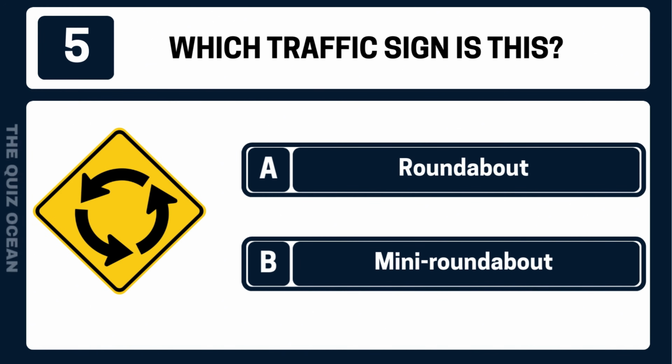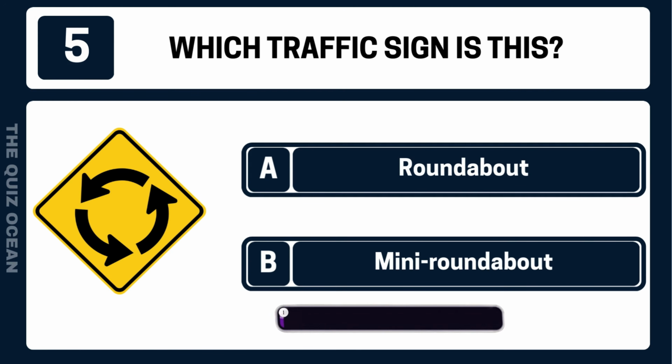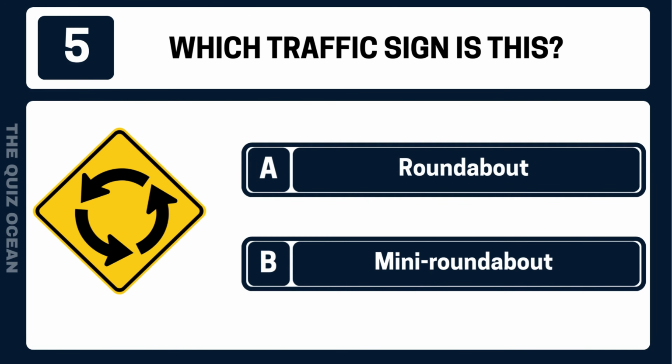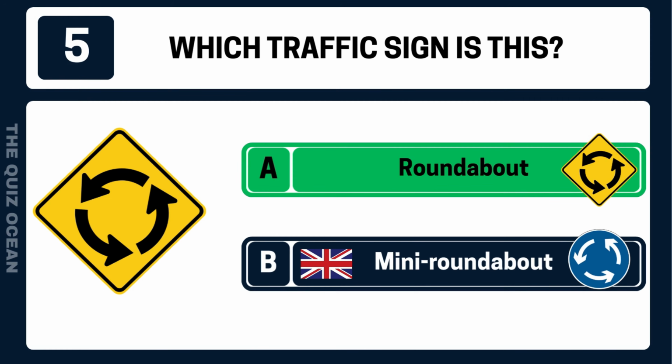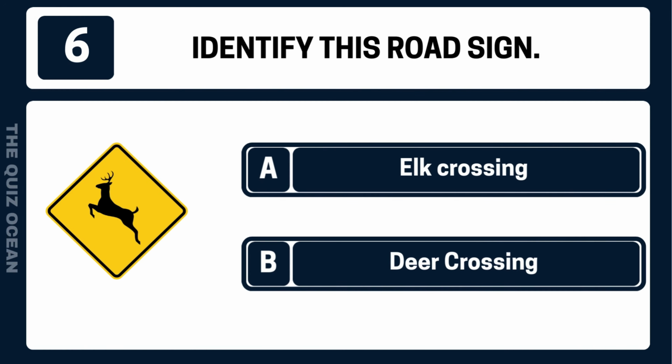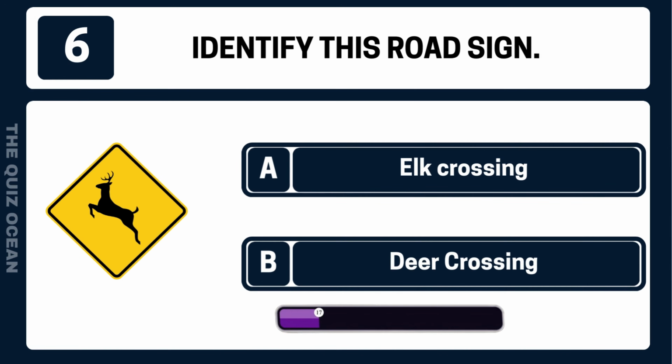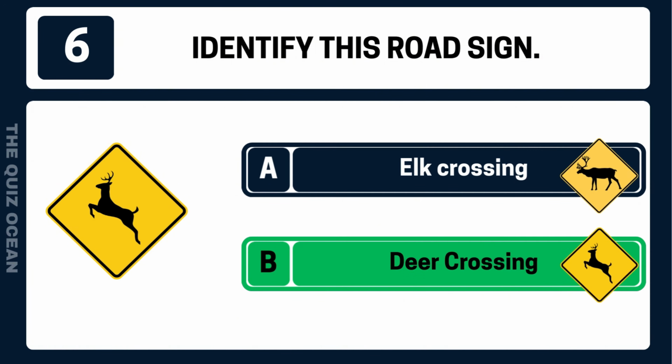Question 5. Which traffic sign is this? A. Roundabout. B. Mini roundabout. The answer is A. Roundabout. Question 6. Identify this road sign. A. Elk crossing. B. Deer crossing. The answer is B. Deer crossing.